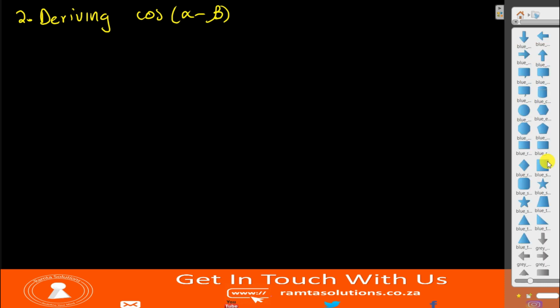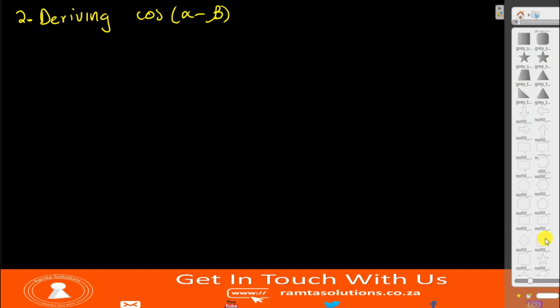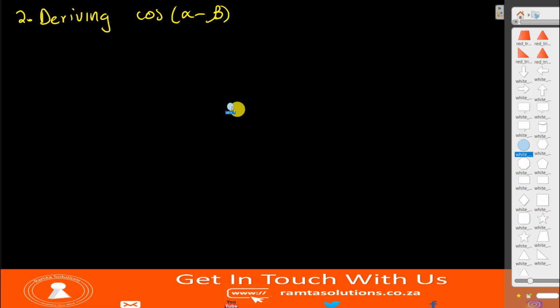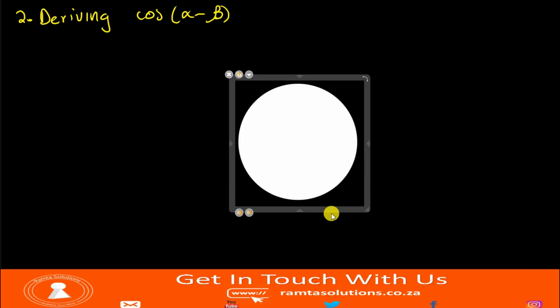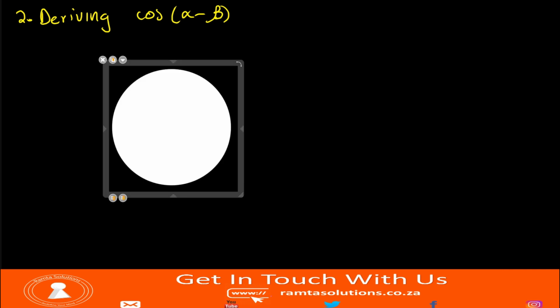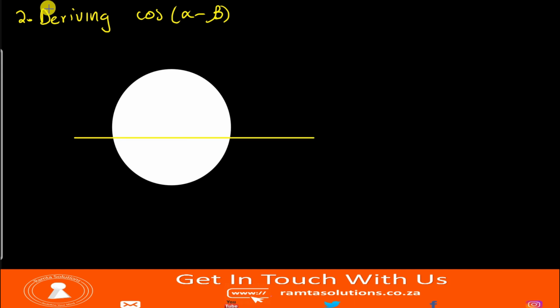Now, let's derive cos alpha minus beta. Let me look for a circle. Okay, I'm going to use this circle here, and I want to draw a Cartesian plane inside it.